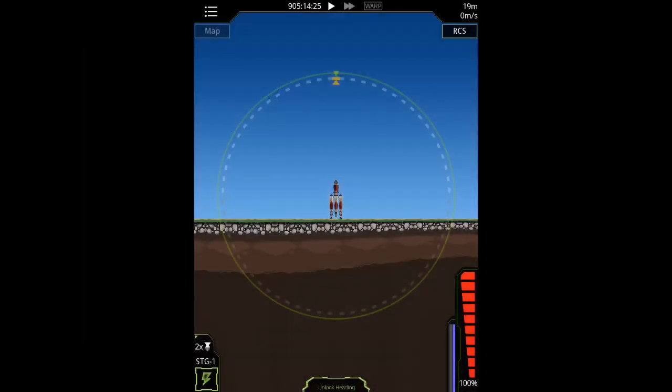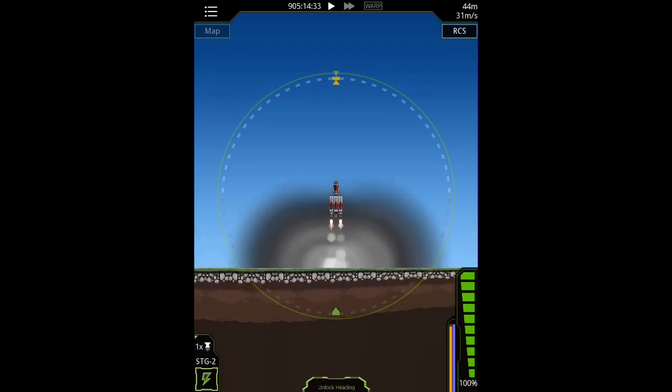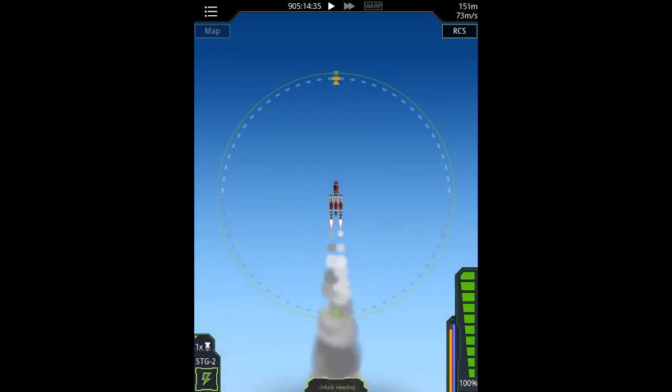It's finally time to send our craft into space. So, in 3, 2, 1, we have liftoff. So as you can see in the bottom right, our fuel is decreasing, but we are steadily gaining velocity.